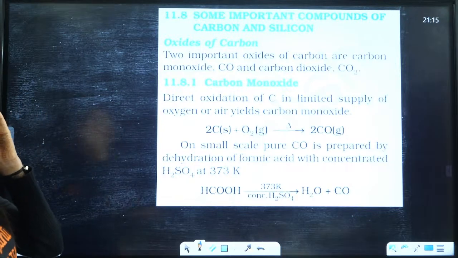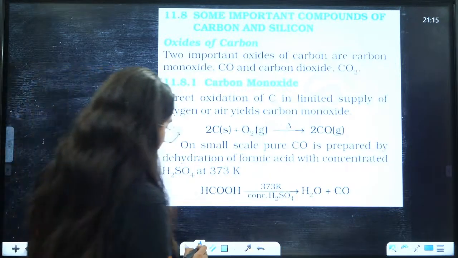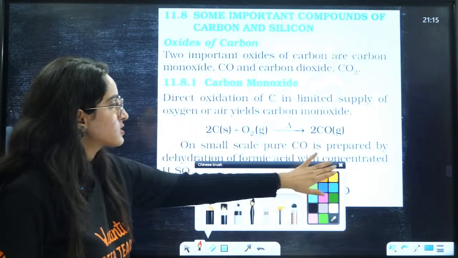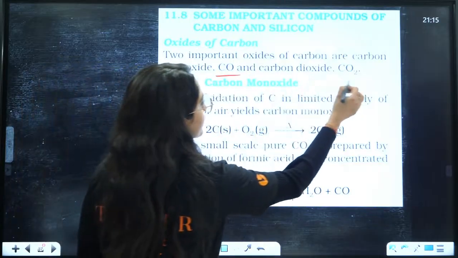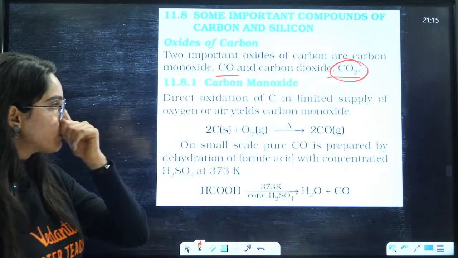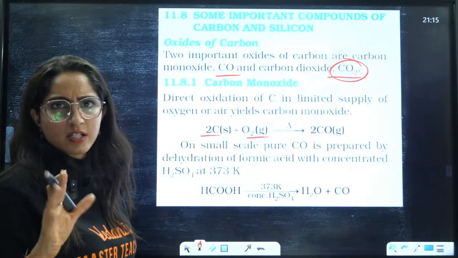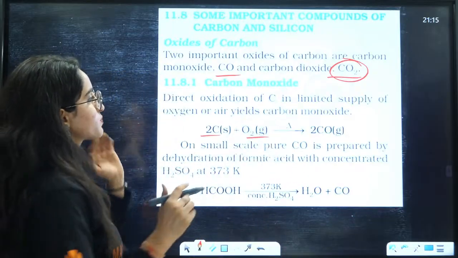Okay. Now, some important compounds of carbon and silicon. Let us see. Oxides of carbon. So, first is oxides of carbon: carbon monoxide and carbon dioxide. Carbon monoxide, firstly, how it is prepared. With carbon and oxygen at a limited supply of oxygen, carbon monoxide is prepared.